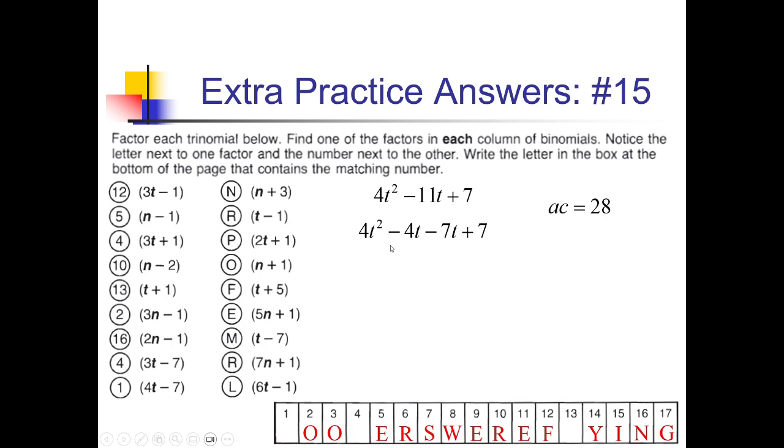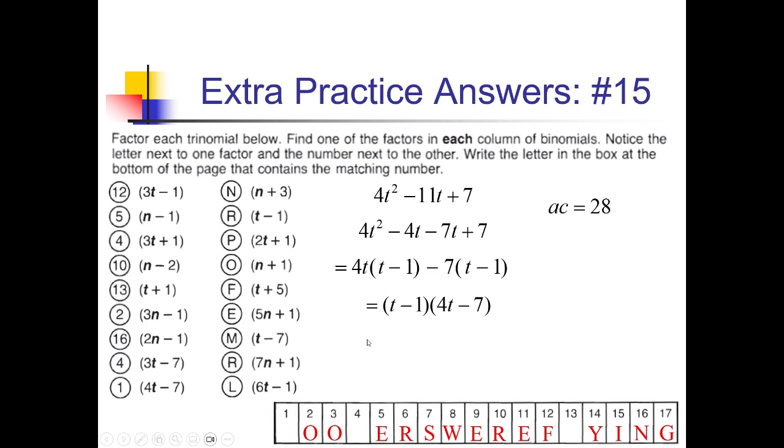And now doing a little grouping, I can take a 4t out of the first two. That leaves me with a t minus 1. For the next ones, I can definitely take out a 7. Make it a negative 7 because I have a negative third term. So that leaves me with a positive t and a minus 1. So t minus 1 comes out of everything. And then 4t minus 7 is my other factor.